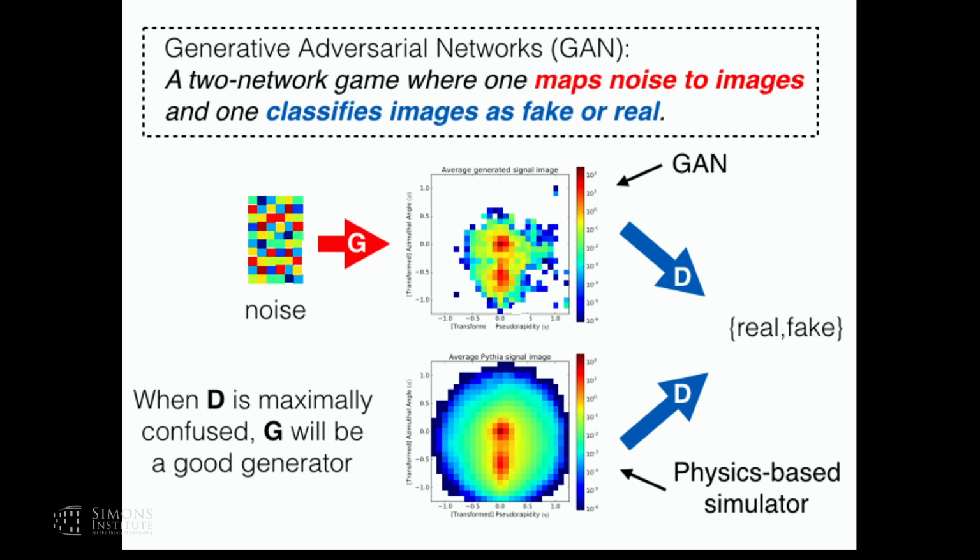I have another neural network that classifies this image as being from the generator or from the physics-based model. And they compete against each other. So this one tries to generate realistic-looking images, and my other one tries to tell if they're from the neural network or from the physics-based simulator. And when this one is totally confused, when it can't tell if it's from the physics-based simulator or from the generator, then the generator is really good. And that's the idea, how you train these kinds of things.